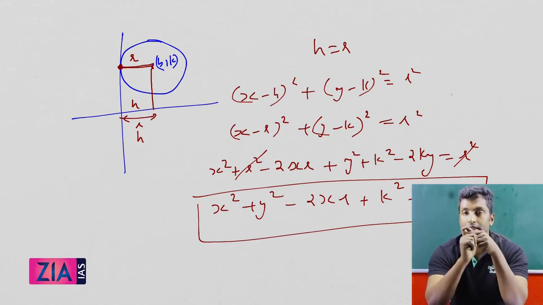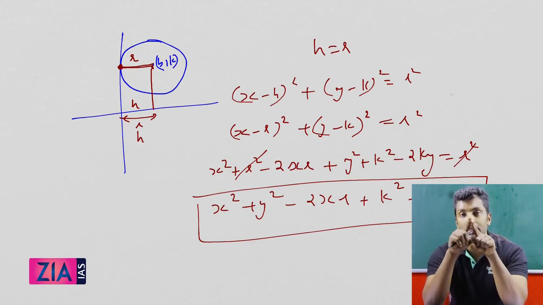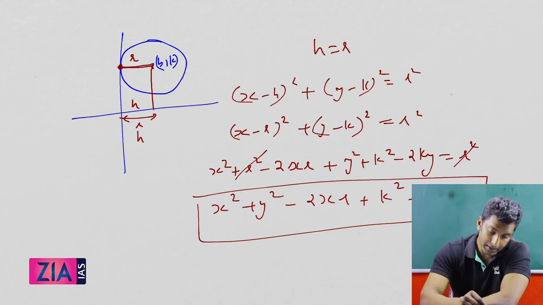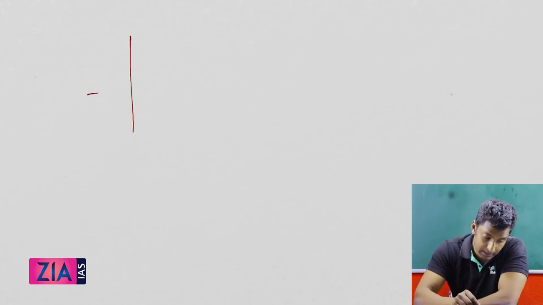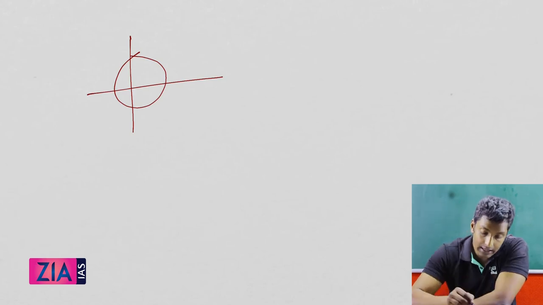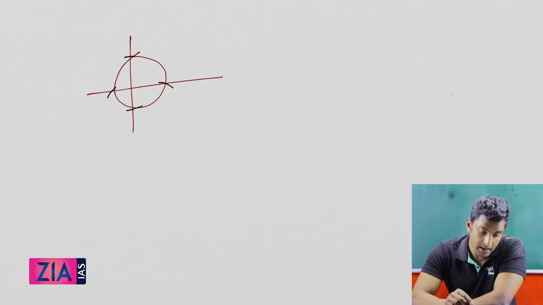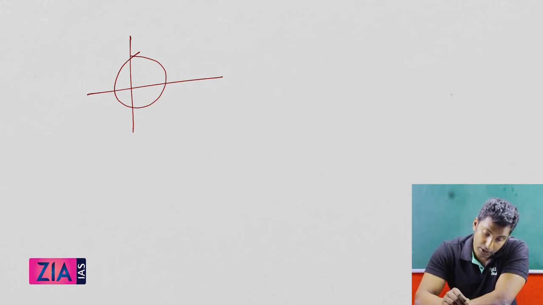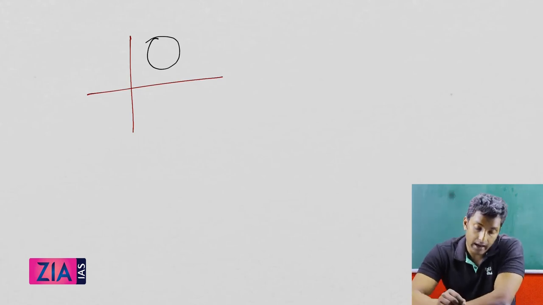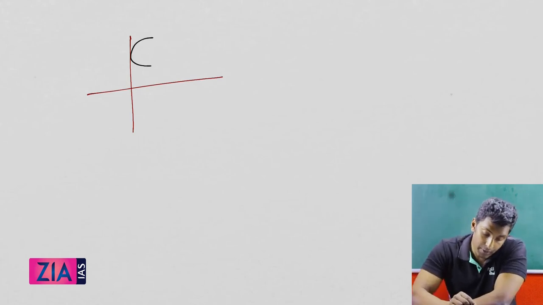So I hope you understood these 5 cases: general equation, center as origin, passing through origin, touching x-axis, touching y-axis. One more case: the circle is going to touch both the x-axis and the y-axis. That means I'm not going to talk about this circle, which is cutting the x-axis and y-axis, cutting the x-axis at 2 points and the y-axis at 2 points. I'm also not going to talk about this case, which is not touching and not cutting.